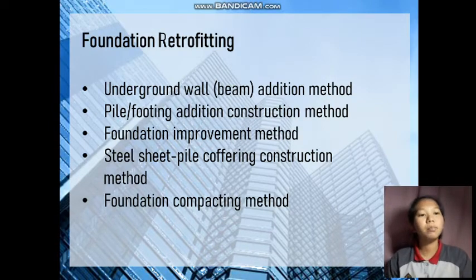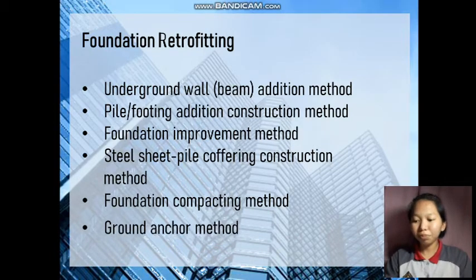What is it? It is used when insufficient foundation bearing capacity is a concern due to scouring or the like, using concrete or the like to compact the ground around the foundation in order to restore bearing capacity.